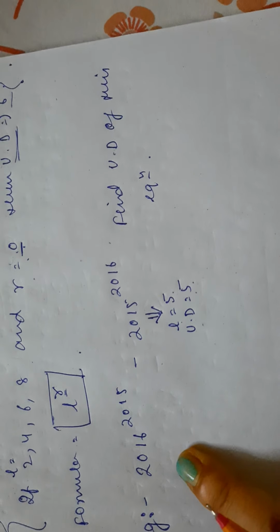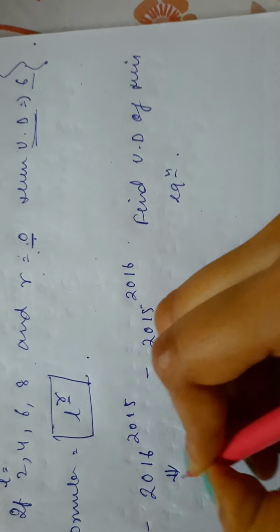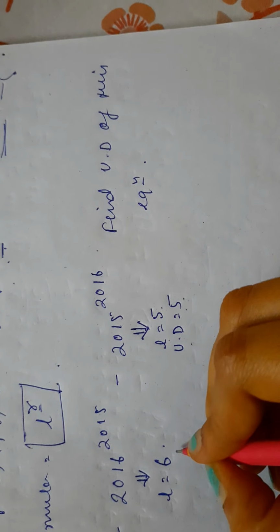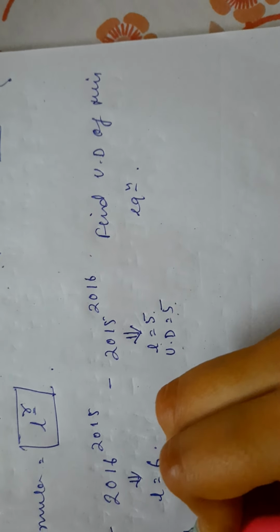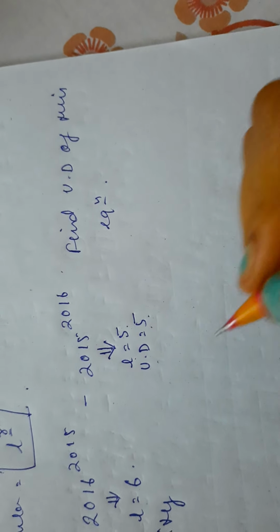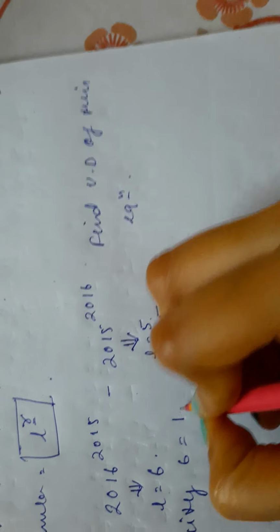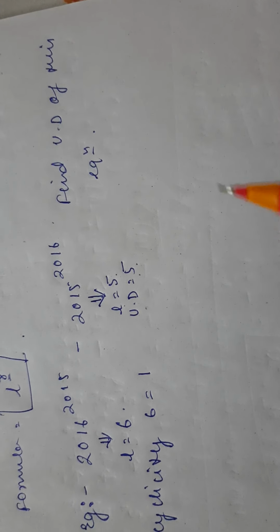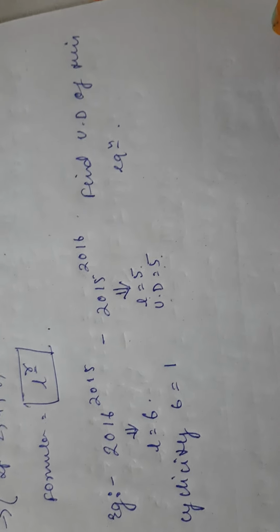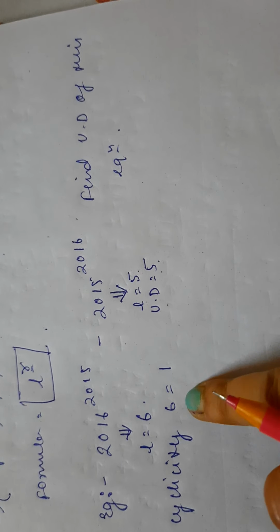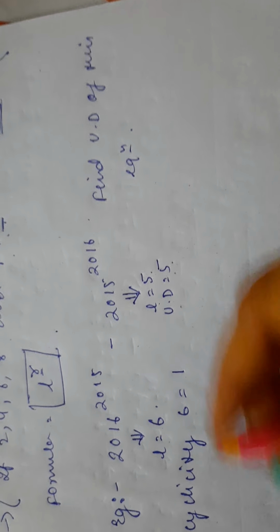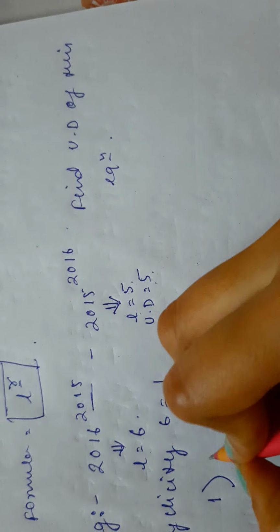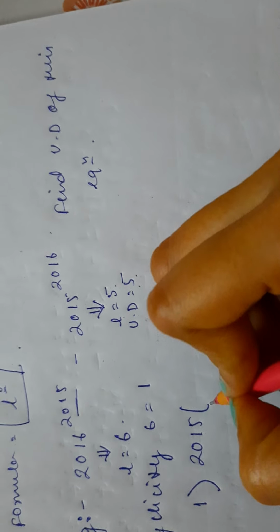Now coming to this, my last digit is 6. As my last digit is 6, what is the cyclicity of 6? Cyclicity of 6 is 1. The previous chart which I have just written, please go back and check it out. The cyclicity of 6 is 1. So we will be dividing 1 with the power. What is my power? 2015.